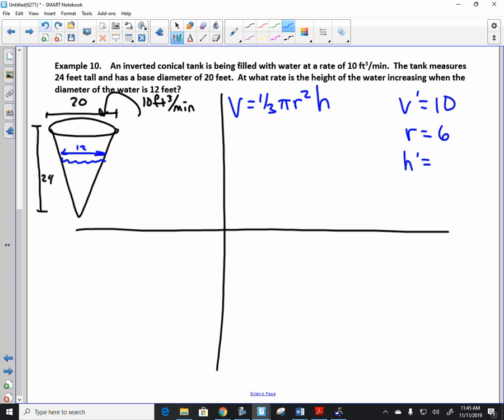Why? Because I would use what rule? The product rule. And you come up with an R prime and an H prime. I have no way of figuring out R prime. So I have to get rid of R. How do I get rid of R?